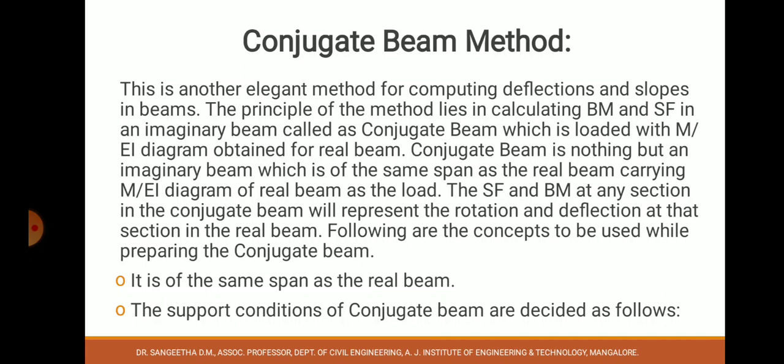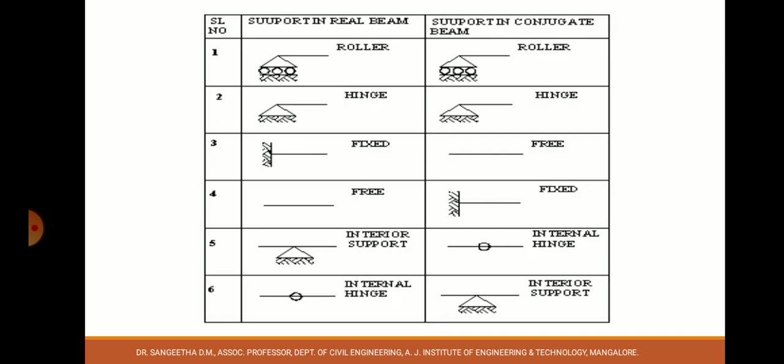Following are the concepts to be used while preparing the conjugate beam. It is of the same span as that of the real beam. It is to be noted that it should be of the same span as the real span. The support conditions of the conjugate beam are decided as follows.